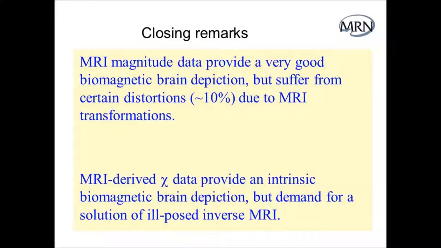biomagnetic brain depiction. But it suffers from certain distortion due to MRI transformation because it depends on the technology. The data should be transformed to produce output for you to use. So by solving the inverse problem, we can remove the MRI transformation. But this is only feasible for a linear model. For a non-linear model, I don't know.